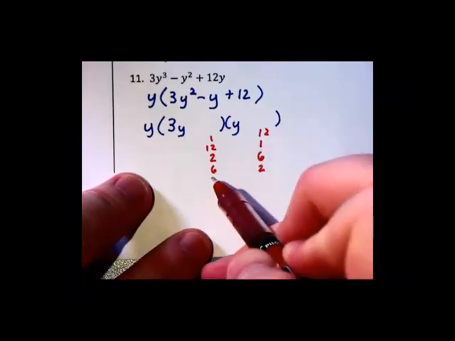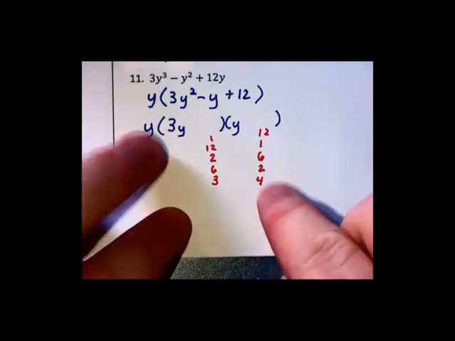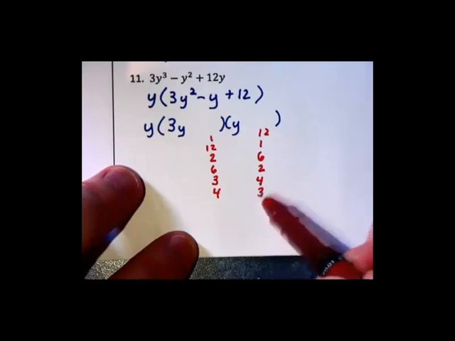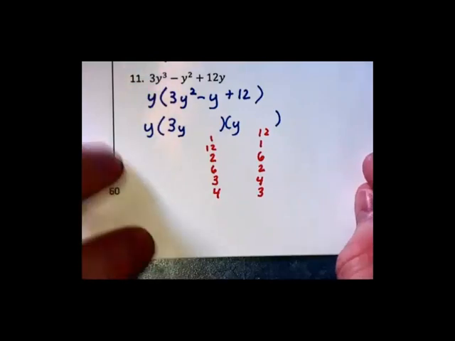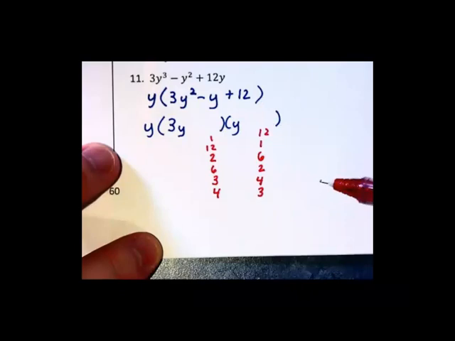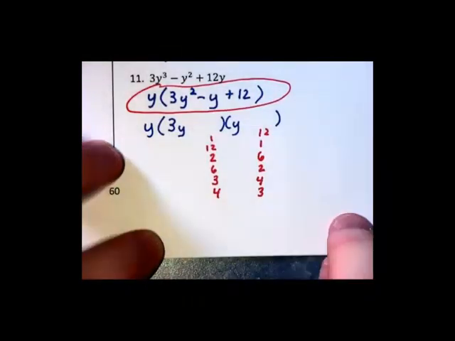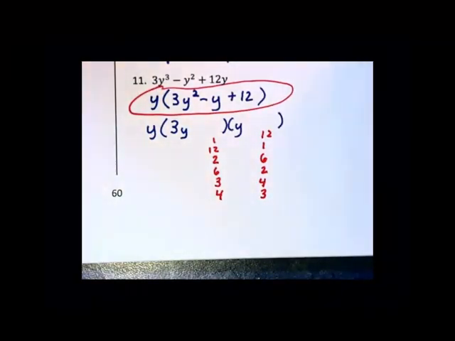So I try 3 and 4, giving me 12 on the outer, 3 on the inner. That doesn't work. 4 and 3, 4 on the inner, 9 on the outer. That doesn't work. So guess what? I've tried every possible combination of numbers that multiply to make that 12, and none of them work, which means all we could do in this problem was take out a GCF, and sometimes that's all that happens in these problems. I'm sorry I'm leaving you on this video with an uncomfortable feeling, but that's the way it goes sometimes.